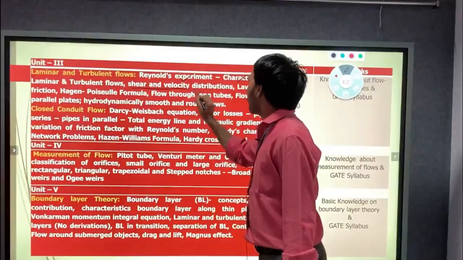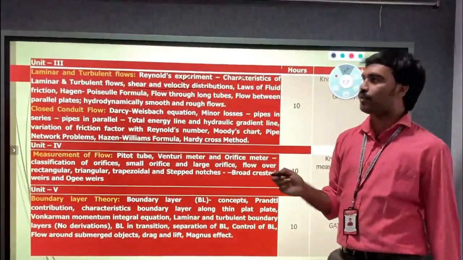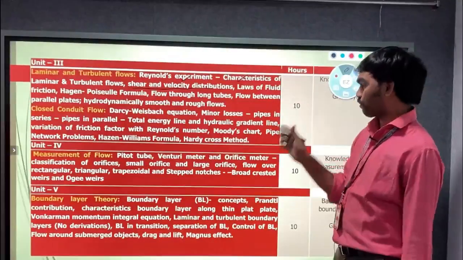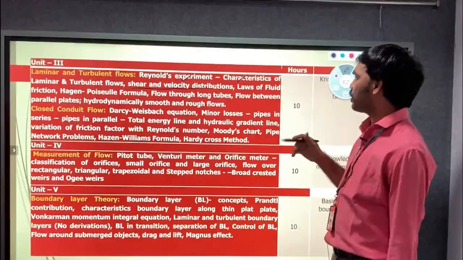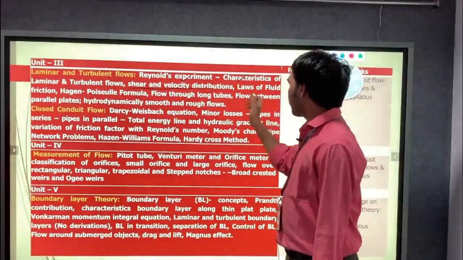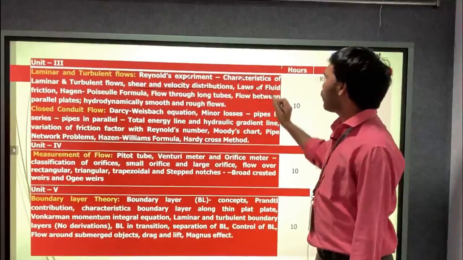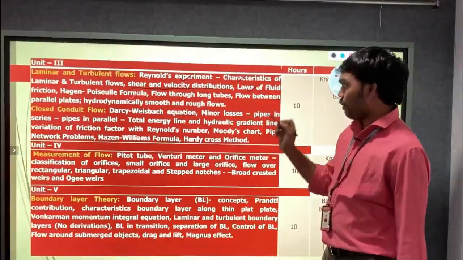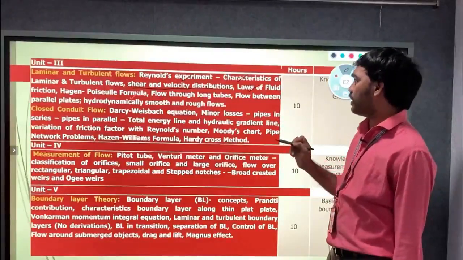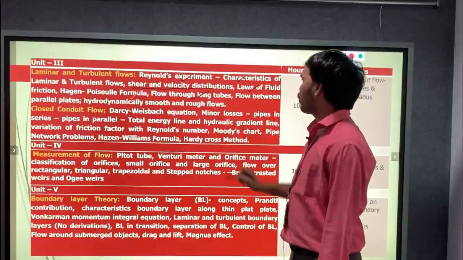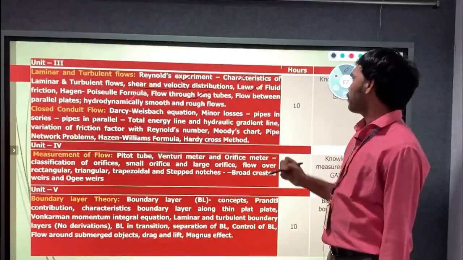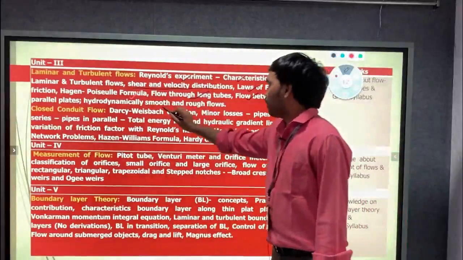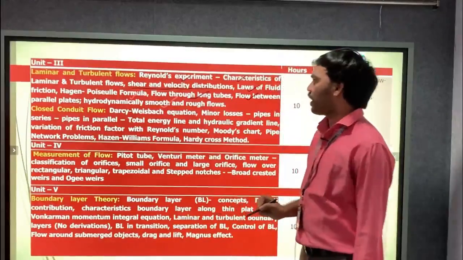the expressions for shear stress distribution, velocity distribution, and also the pressure difference between two sections when the fluid is flowing in a circular pipe. We will also discuss the laws of fluid friction, and we will derive the expression for the pressure difference using the Hazen-Poiseuille equation. We will also try to understand flow through long circular tubes, and then we will discuss flow between parallel plates. Finally, we will discuss hydrodynamically smooth and rough flows.